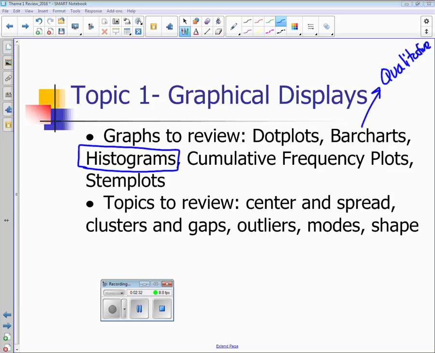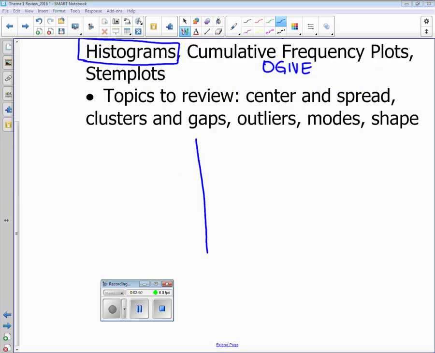What's a cumulative frequency plot? It's another name for it, a fun word. Ogive, right? So an ogive is the same thing as a cumulative frequency plot. I'm just going to sketch one here. Do you remember what the shape's supposed to look like? It's not linear. It's actually sort of like an S. And we are going to connect those, so it looks something along those lines.